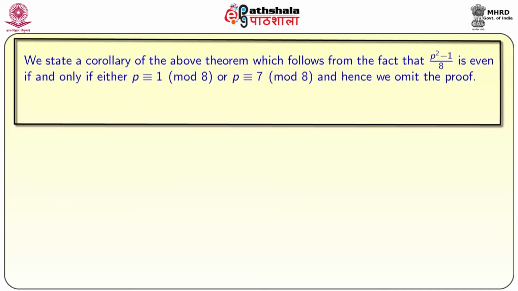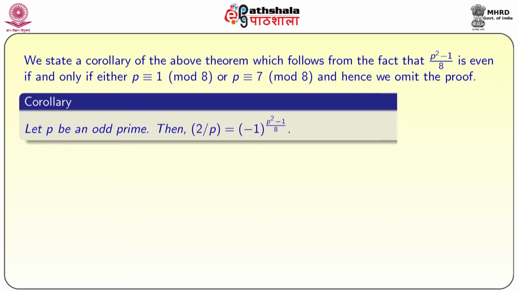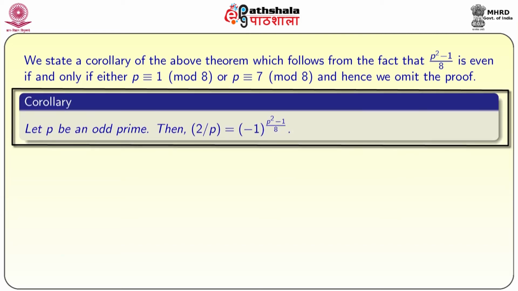So, we state a corollary of the above theorem, which follows from the fact that (p^2-1)/2 is even if and only if p is congruent to 1 mod 8 or p is congruent to 7 mod 8. Hence, we omit the proof. So, the corollary says that if p is an odd prime, then (2/p) is equal to (-1)^((p^2-1)/2). So, this is a nice interpretation for (2/p).